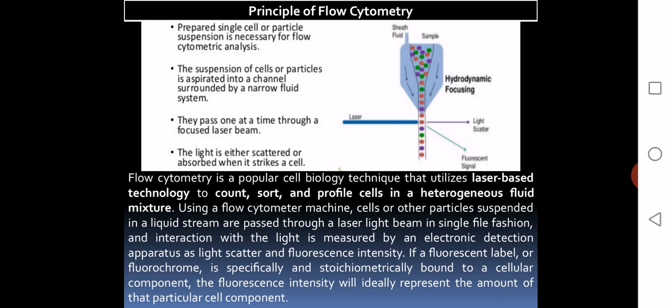Usually the intensity will be recorded, and also by providing an additional add-on to the machine, you can sort the cells based on their intensities. That means you can sort out a particular stained cell into a separate container. So in that way you can sort it out, and also you will get a count of different cells.